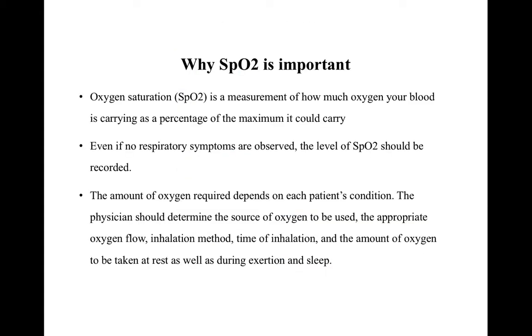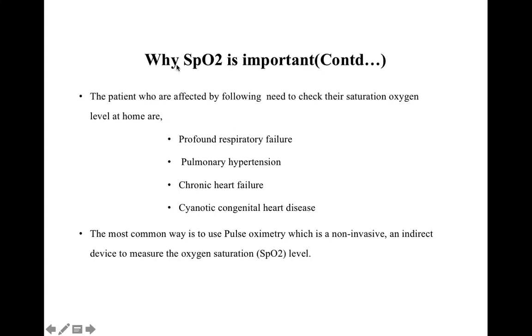Why is SpO2 so important? Because it measures the level of oxygen present in our blood. For every patient, first the SpO2 level will be measured by the clinician doctor. Some amount of oxygen must be present, mainly for the patients who are affected by profound respiratory failure, pulmonary hypertension, chronic heart failure, and cyanotic congenital heart disease.